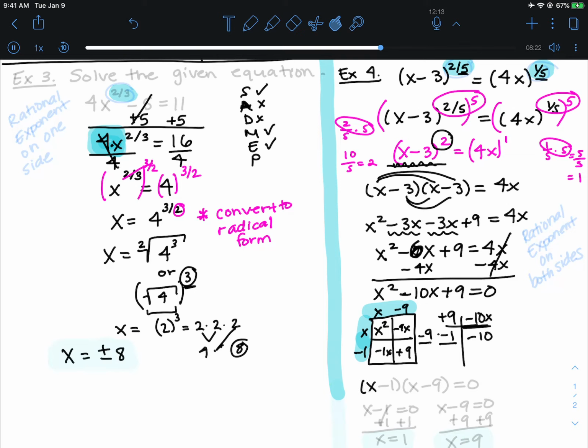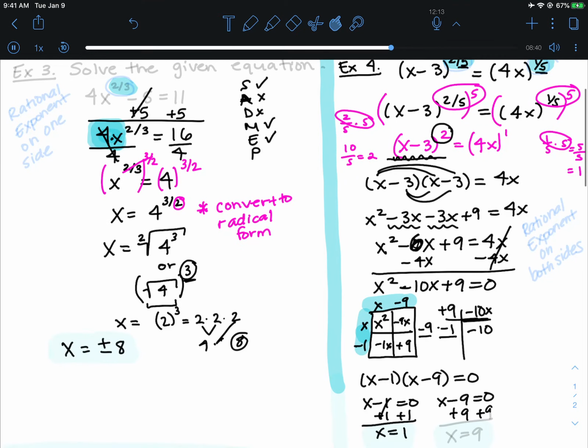So I'm going to get x minus 1 times x minus 9 equals 0. Set these equal to 0. Plus 1, x equals 1. Plus 9, x equals 9. And that right there are going to be my answers. X equals 9, x equals 1. And then over here, this was also my answer.